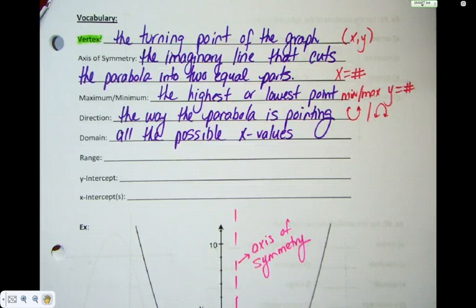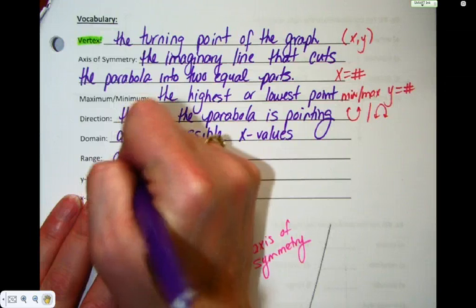It was like so long ago. So range is really different. Range, all possible y values.